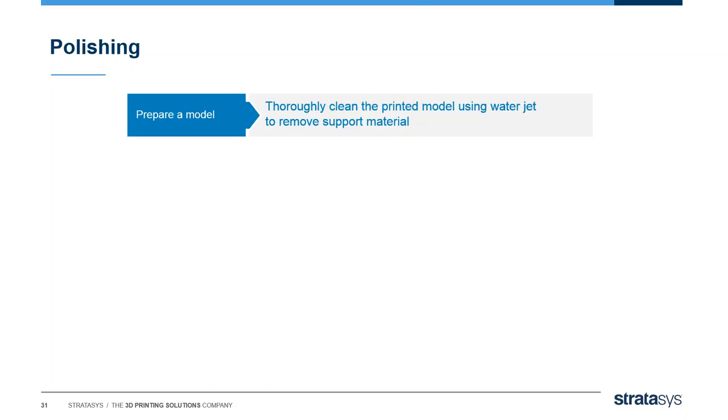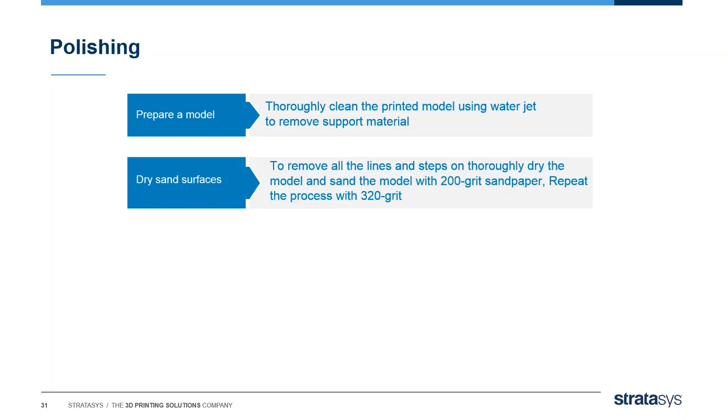Just to give you some ideas, the next slide talks about how to polish. Thoroughly clean the printed model using the water jet and remove all support residues. Dry sand the surface is the next point, to remove all the lines and steps.